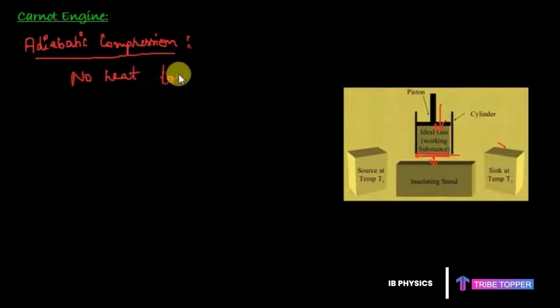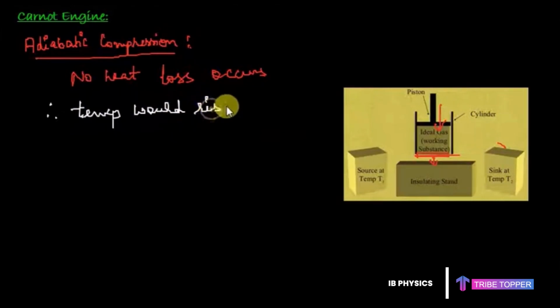Now, since no heat loss occurs during adiabatic compression, that means whatever amount of heat is being given during compression will raise its temperature. Therefore, the temperature of the gas would rise back to T1. When it had fallen from T1 to T2, now it would rise back to T1 because of the compression, and there is no heat exchange happening, so it can't even lose that heat. So whatever amount of heat is supplied, it is being used up in raising the temperature.